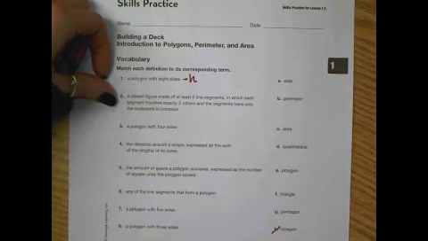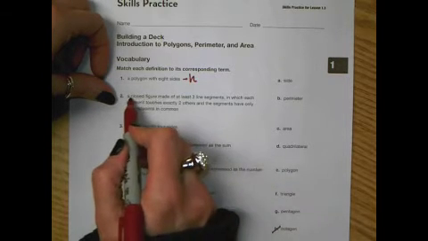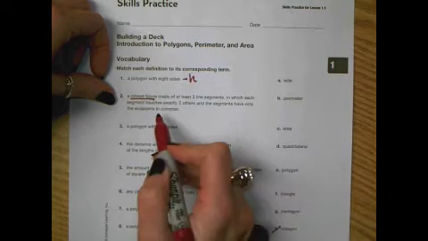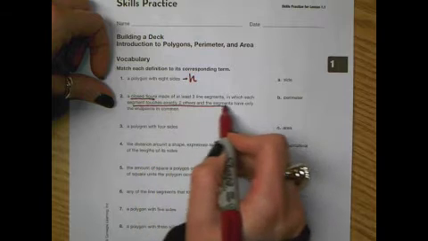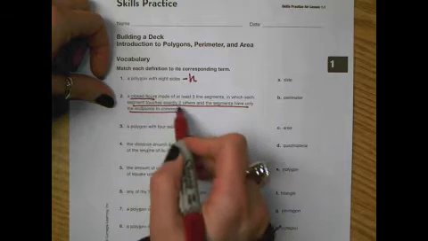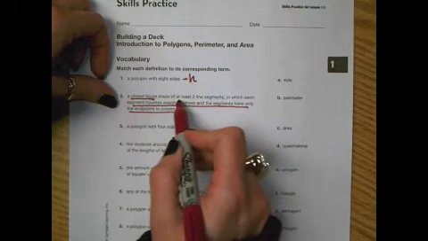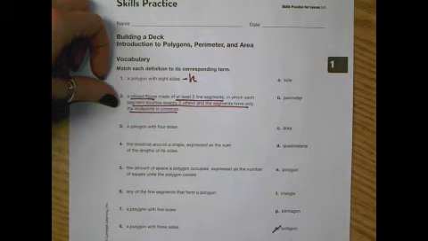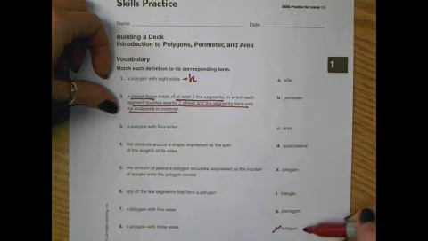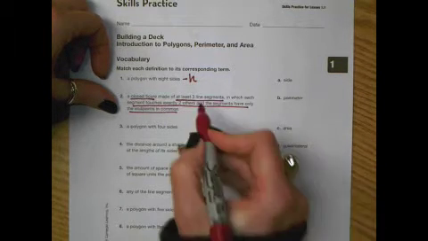Number 2, a closed figure made of at least 3 line segments in which each segment touches exactly 2 others and the line segments have only the endpoints in common. Well, closed, we know what closed means from class, and basically this last part where the segment touches 2 others only in the endpoints, that's just explaining what closed is. So a closed figure that has 3 or more line segments, this is the definition to polygon. And if you look over at our answer choices, polygon is choice E.